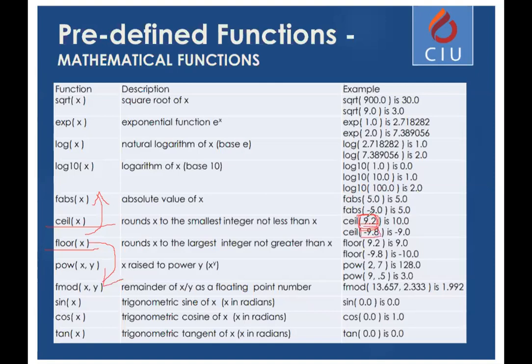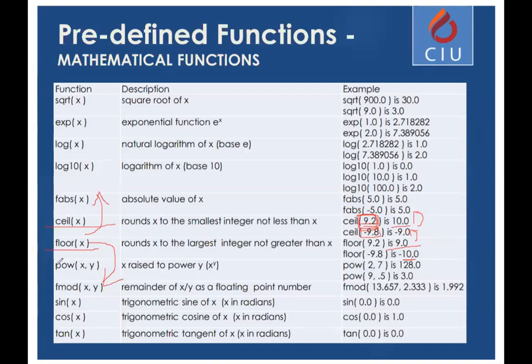For example, ceil 9.2 is actually 10 because it rounded up. The same also goes for minus 9.8, which is rounded up again. Remember that for minus numbers, the closer to 0, the bigger the number is. The same goes for floor. With the floor, what you need to do is that you round it down this time. 9.2 this time becomes 9, and minus 9.8 becomes minus 10.